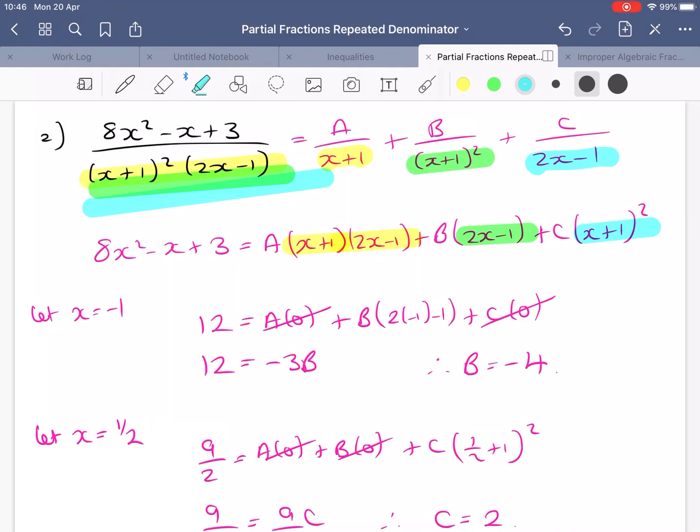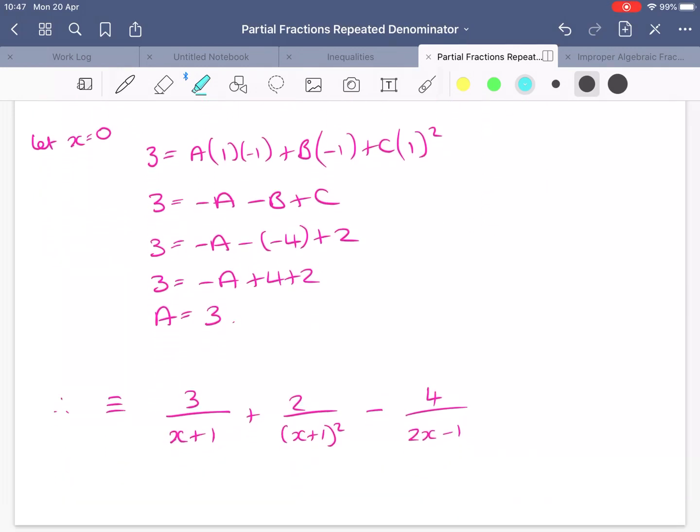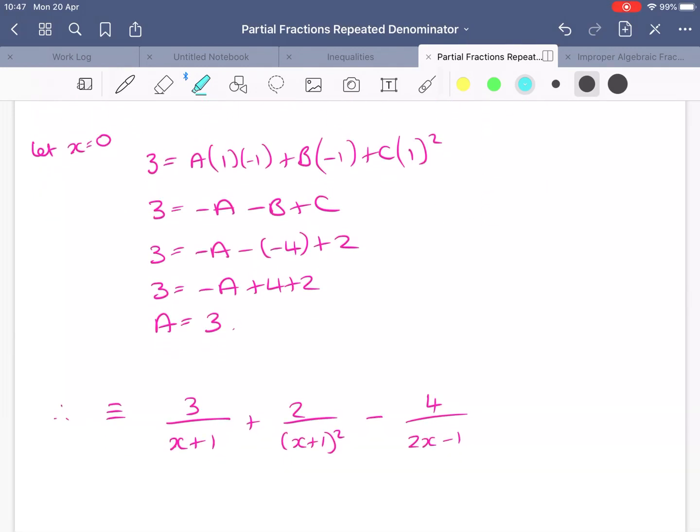Use the substitution of x equals minus 1 to get rid of the first factor. Use the substitution of x equals a half to get rid of the 2x minus 1. And then because you haven't used x equals 0, it's always the best one to use as the final one. So you get A equals 3, and hopefully you got that fraction is equivalent to 3 over x plus 1 plus 2 over x plus 1 squared minus 4 over 2x minus 1.